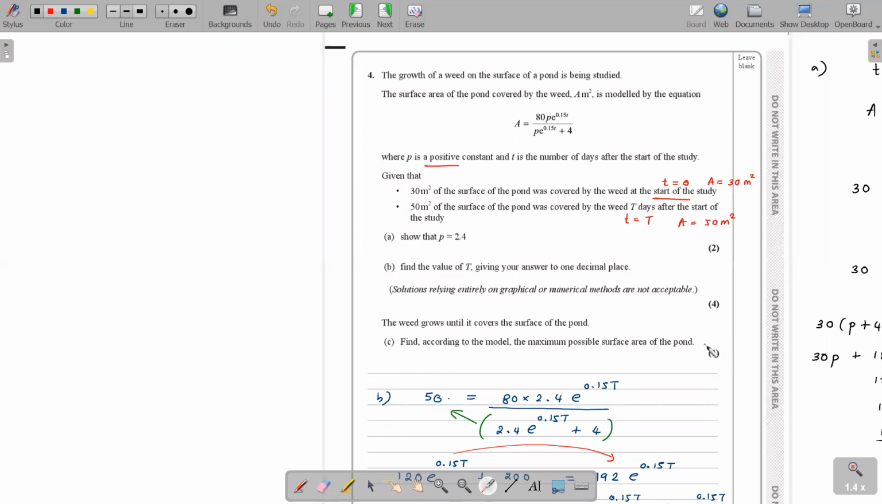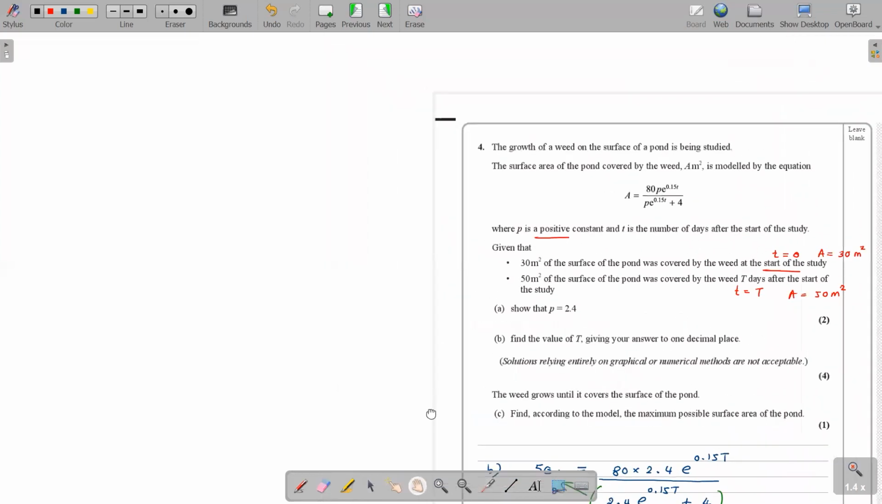Basically, they are asking you the limiting value, the maximum you could get. You don't have to go for dA by dt. If you do that, it will waste you a precious amount of time. Just 1 mark, which means it should be pretty obvious. So how do we find this limiting value?